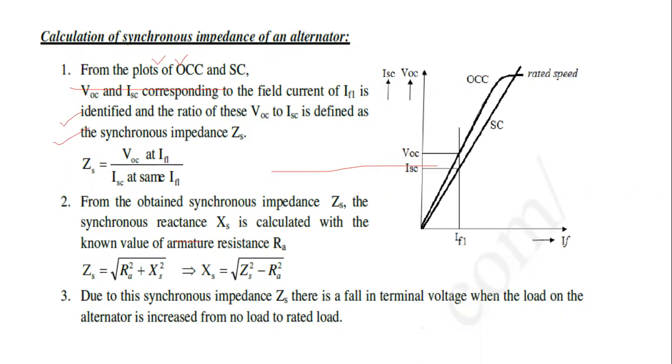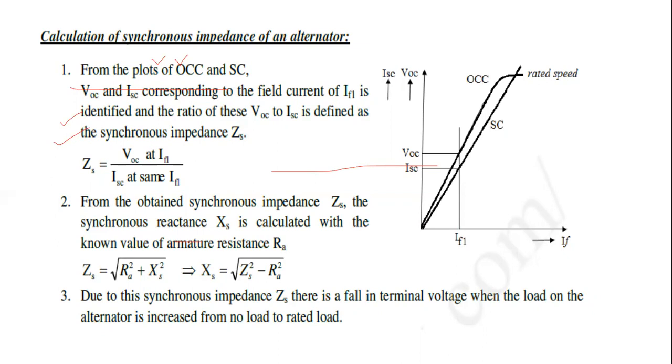After drawing the OCC and the SCC curves, we take one particular point, the IF1 point. At this point, we note the ISC current and the VOC voltage. After noting down those values, we can easily calculate ZS. What is the formula for ZS? It is VOC by ISC.